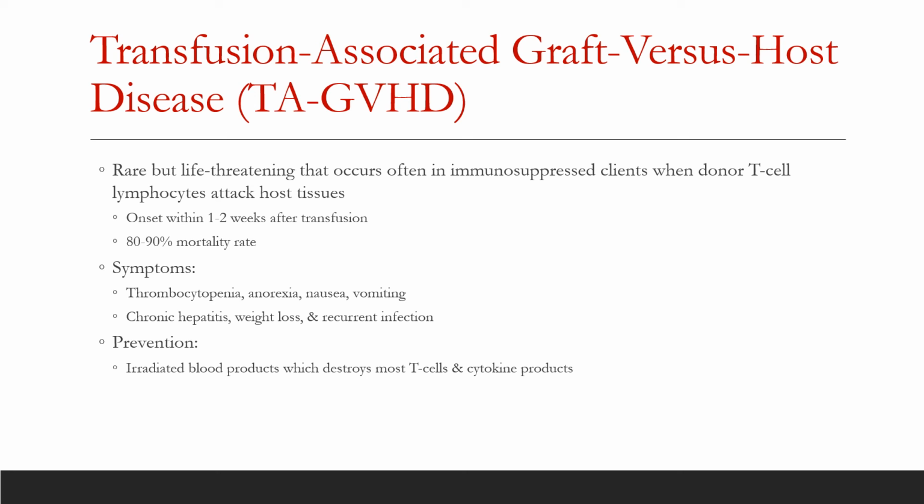So these clients may be seen in their doctor's office or emergency room 2 weeks after they've had a transfusion, and if you don't ask just the right question, you may not know why they are having thrombocytopenia, anorexia, nausea, vomiting, chronic hepatitis, weight loss, and recurrent infections. Preventing this, the only way to do this is to irradiate the blood products that they receive in the future to destroy any T cells and cytokine products that may be in the components.